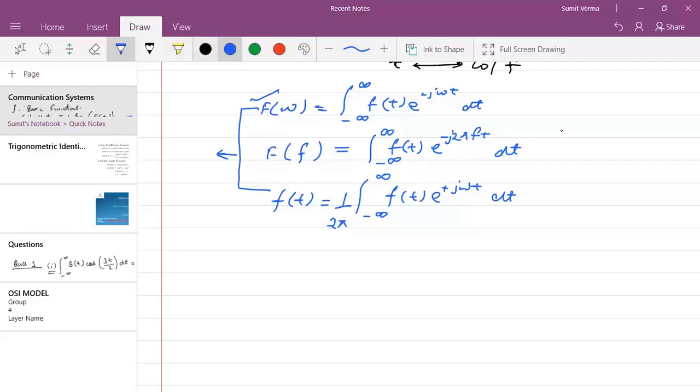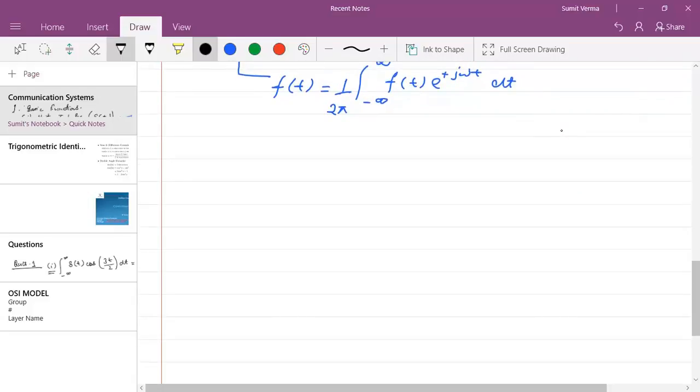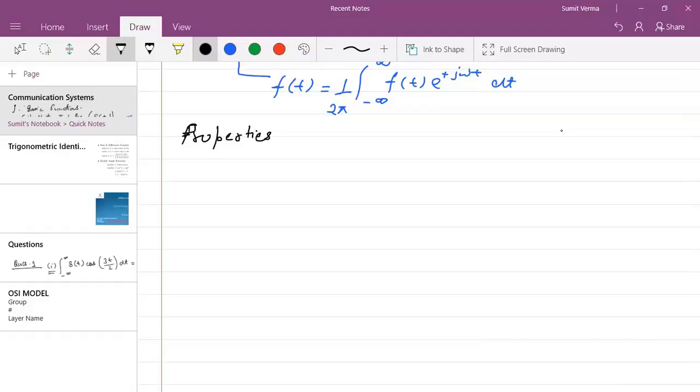Now there are some properties of Fourier transform which we have to use directly, which are more extensively covered in signals and systems. But let's see the properties which we will use in communication as well. So let's move to the properties of Fourier transform.